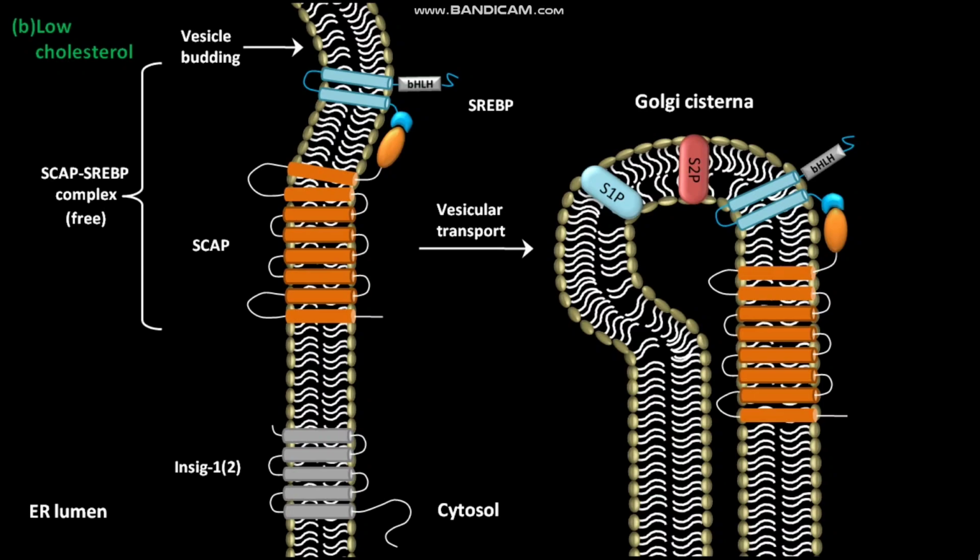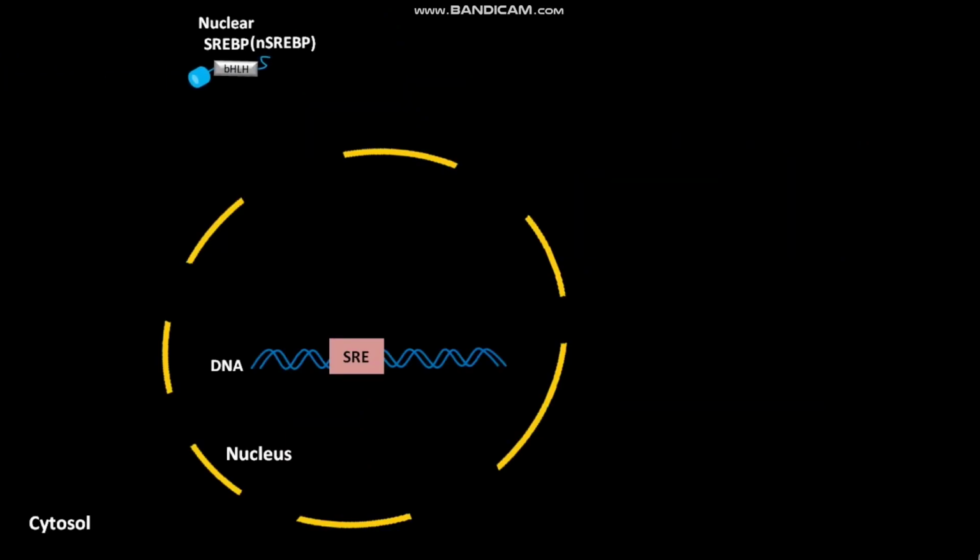In the Golgi cisterna, enzymes like S1P and S2P sequentially cleave SREBP. These cleavages release the N-terminal BHLH domain of SREBP. This released N-terminal BHLH domain of SREBP is called nuclear SREBP, or NSREBP. The NSREBP then moves towards the nucleus. In the next step, NSREBP translocates into the nucleus.